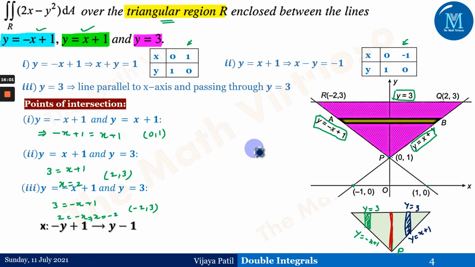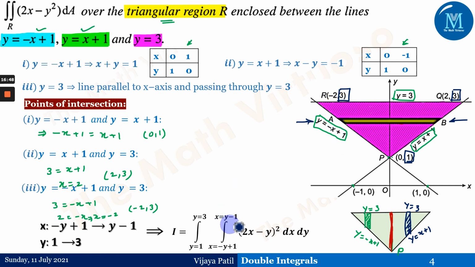Now if you have considered a horizontal strip, if you observe here, this end of the strip is lying on the curve x is equals to minus y plus 1, and the other end is on the other curve, x is equals to y minus 1. Similarly, the limit of y: y is moving from 1 to 3, because of this particular line, y is equals to 3 over here. Therefore we have got this type of integral.